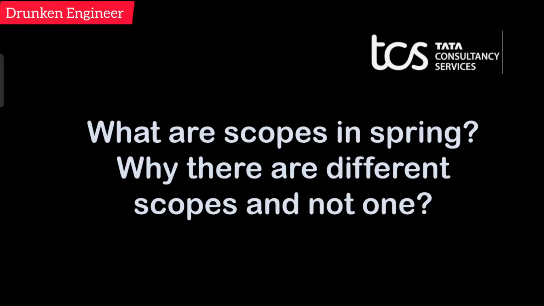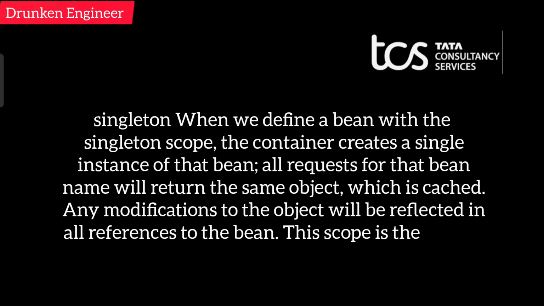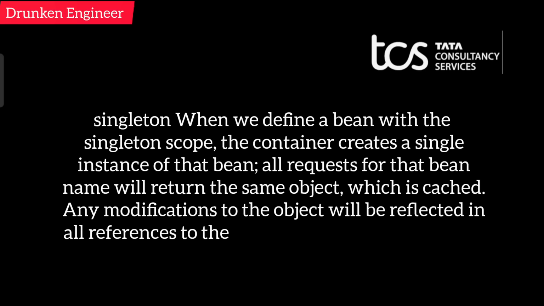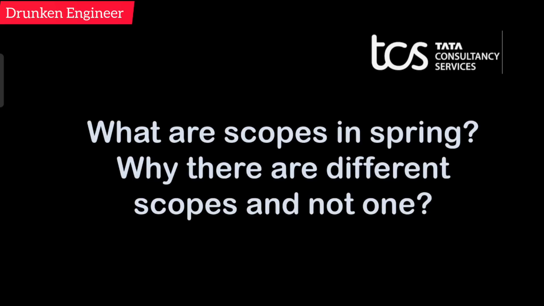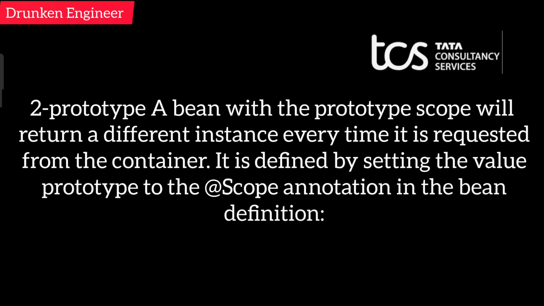Coming to the scope singleton: when we define a bean with a singleton scope, the container creates a single instance of a bean. All the requests for that bean name will return the same object, which is cached. Any modification to that object will be reflected in all the references to that bean. This scope is the default value if no other scope is specified. Coming to the next, that is prototype. A bean in prototype scope will return a different instance every time it is requested from the container. It is defined by setting the value prototype to the @Scope annotation in the bean definition.